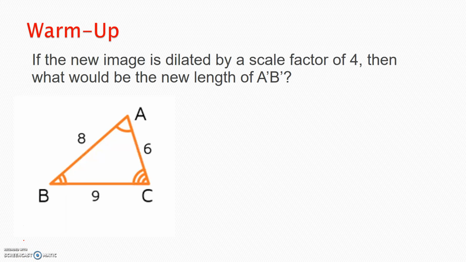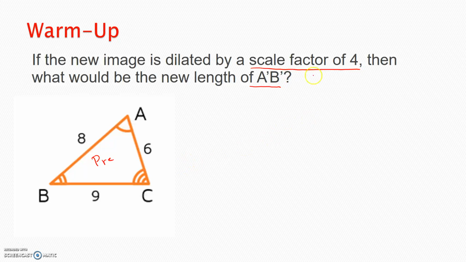So it says if the new image is dilated by a scale factor of 4, then what would be the new length of A prime and B prime? So again, this is a pre-image here. I want to figure out what the actual image is, specifically what the length from A prime to B prime is going to be.